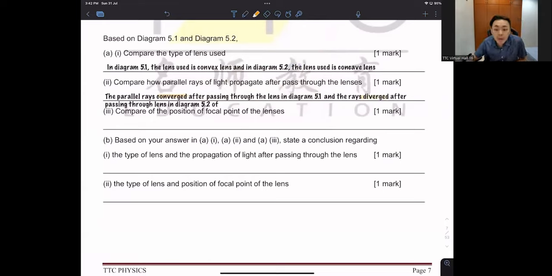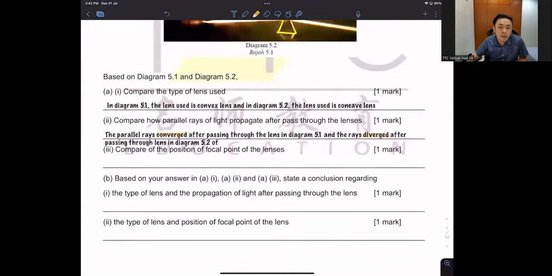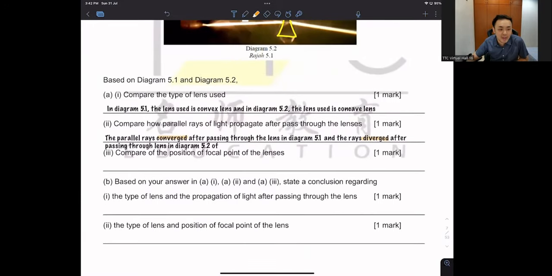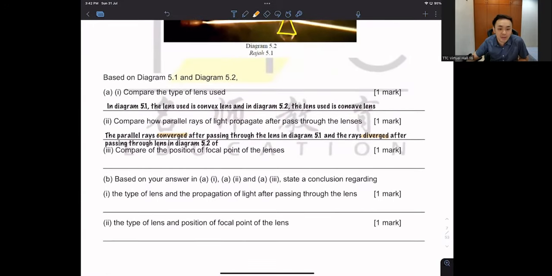Okay. No, you cannot say they focus at the focal point, and they don't focus at the focal point. That one is not a comparing. That's a wrong answer. Cannot do that. No. Definitely no. Okay. Next one.